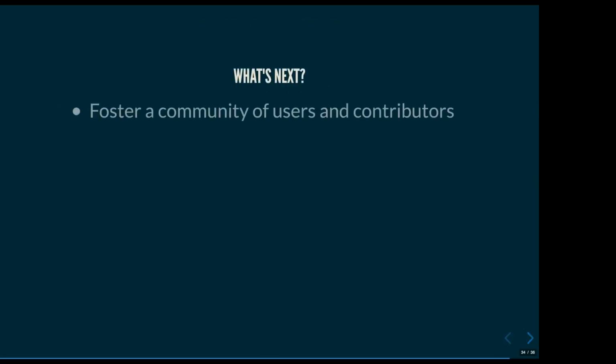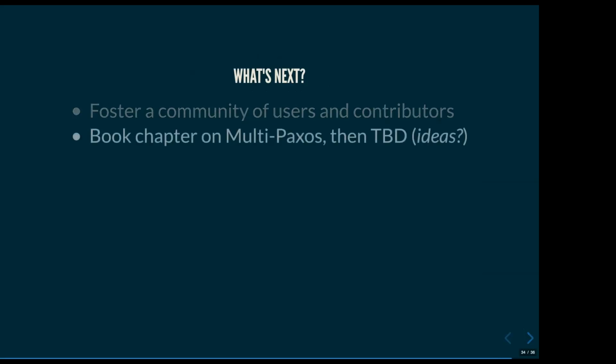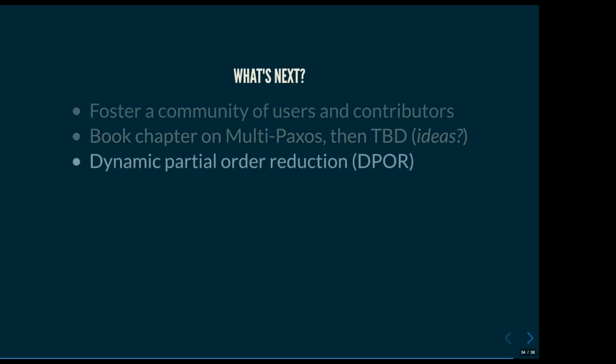So as far as what's next, I'd really like to build a community. Right now, there are very few people involved in the project, and I think it's ready to see a little bit more adoption. I'm working on this book. The next chapter is going to be on multi-Paxos, and then from there, I'm undecided on what additional chapters to write. So if you have ideas, reach out to me. I would like to implement dynamic partial order reduction, which is a technique for pruning the state space. Basically it allows you to check larger models in less time.